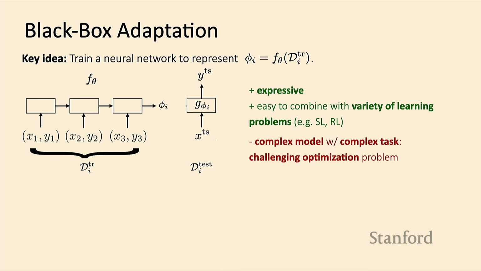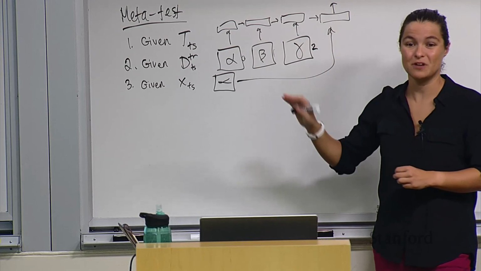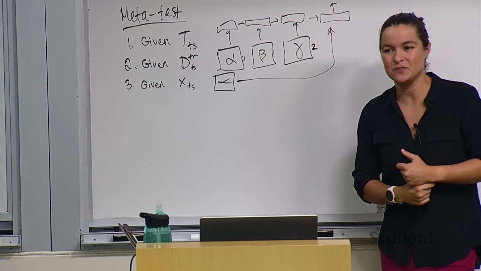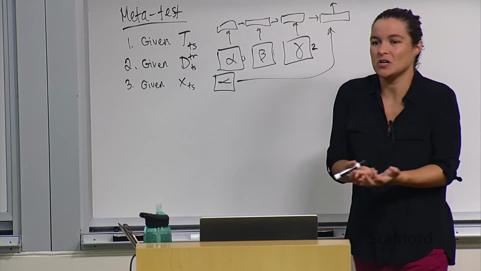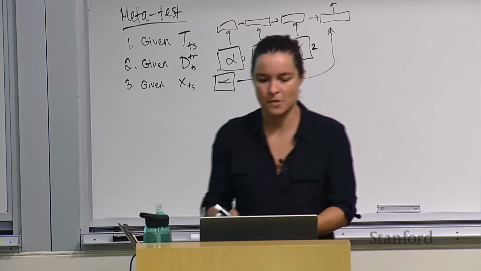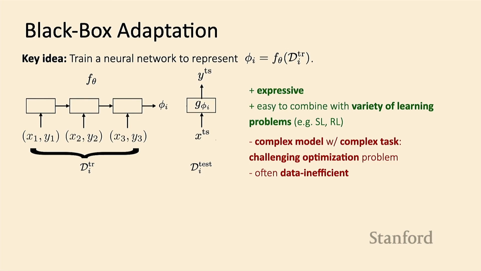In terms of the downsides, these big networks are somewhat complex, and they have to learn something pretty difficult, which is learning from data points. This can lead to a challenging optimization problem. As we'll start to see in some of the next lectures, trying to learn how to learn from scratch from randomly initialized RNN weights can be pretty difficult in comparison to giving it some of the structure of learning algorithms that we already know. As a result, because it's a hard optimization, these can be less data efficient than other meta learning approaches.